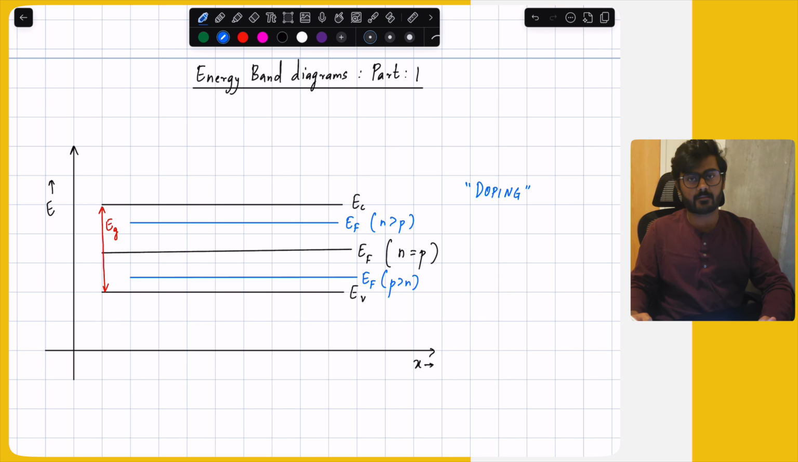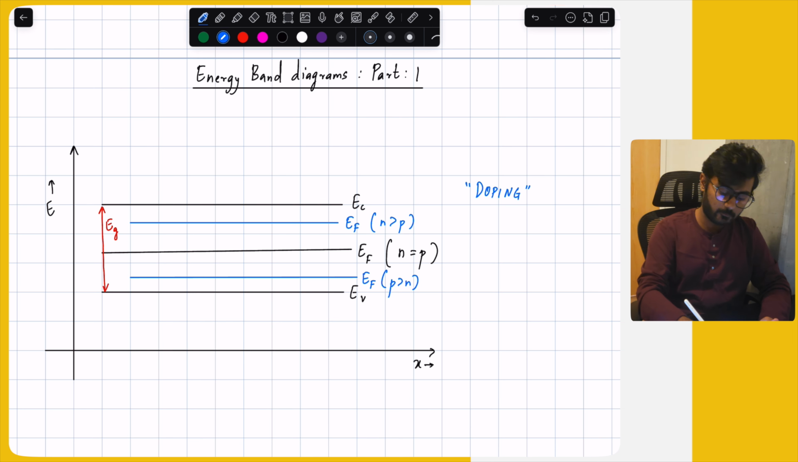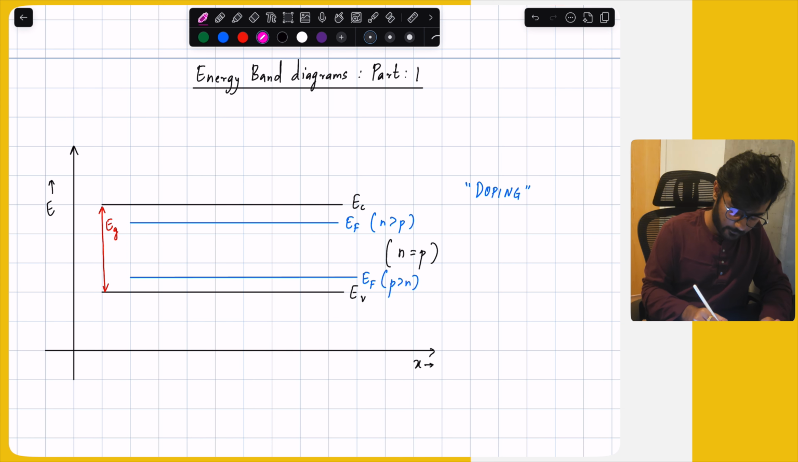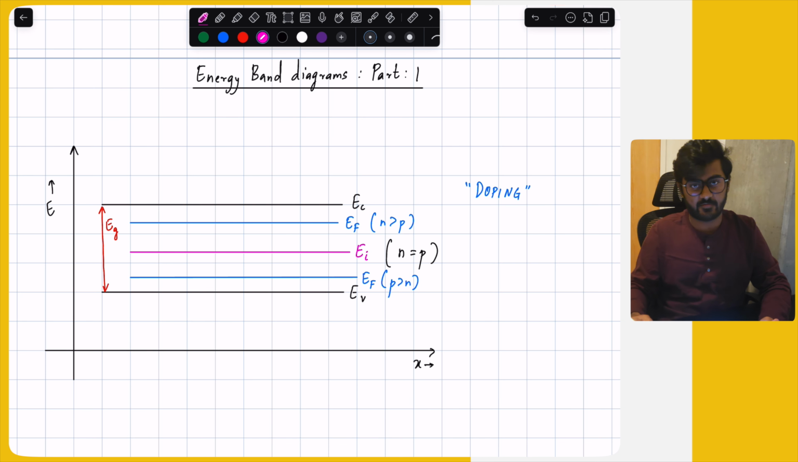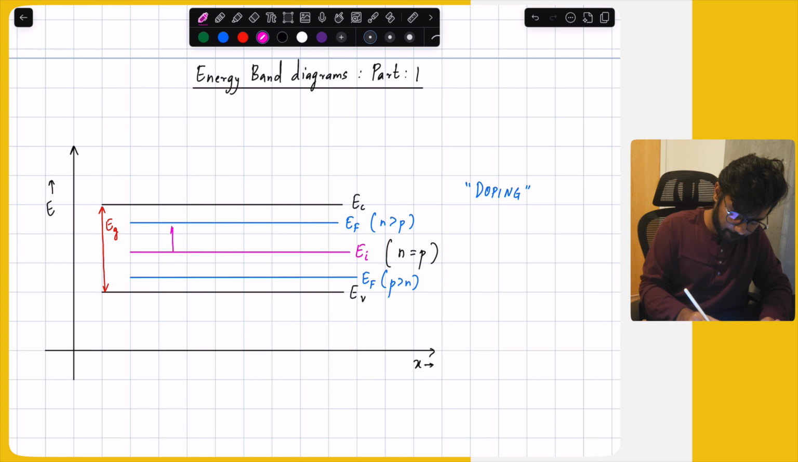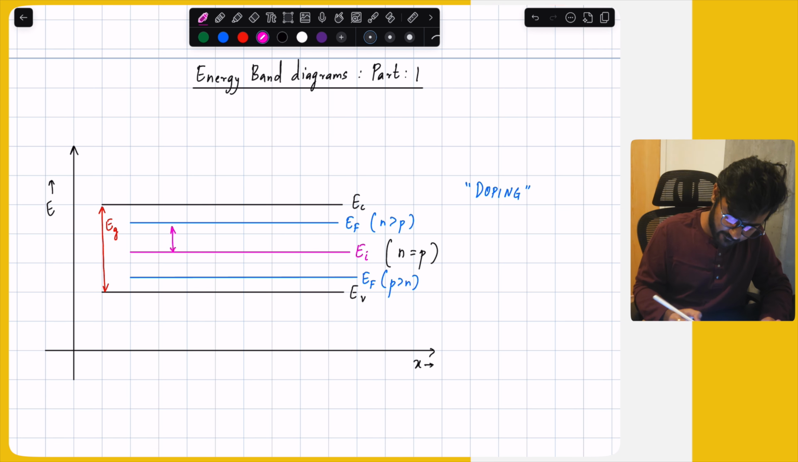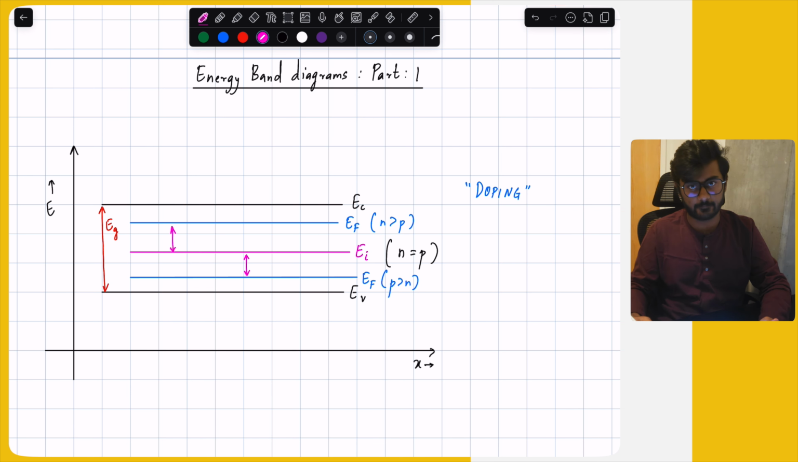For a doped semiconductor, the Fermi level is not a good reference point for the analysis. So what we do is introduce a new thing called the intrinsic Fermi level, which is denoted by EI. We use this as a reference point in our analysis. We find the relative position of EF with respect to EI. If EF is above EI, that means the concentration of electrons is increasing. On the other hand, if EF is below EI, that means the concentration of holes is increasing.